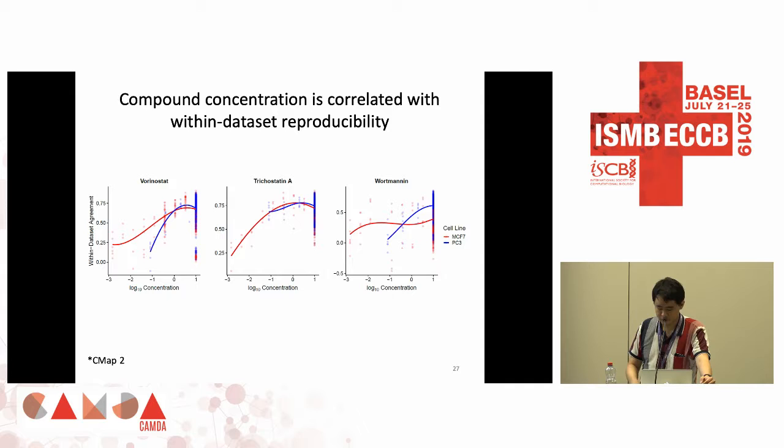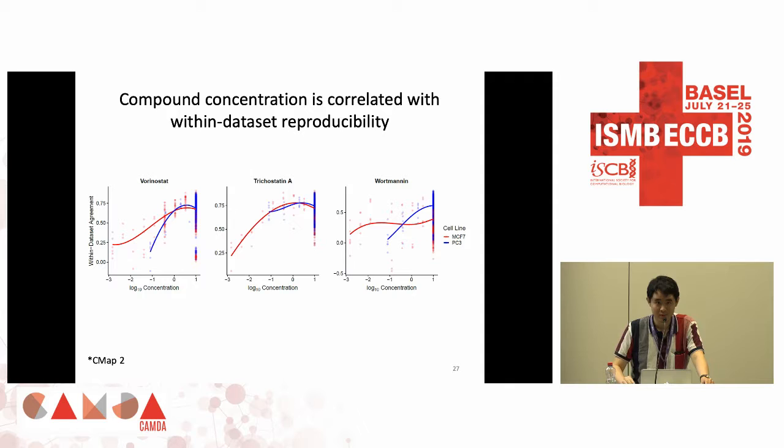Now, if I plot the other two, for triclosan A and Wortmannin, we see a very similar trend. And in Wortmannin, we see something quite unexpected. So for PC3, there's this notable increase in within data set agreement, and less so for MCF7. So what this suggests is that there may also be a cell type specific effect influencing within data set agreement. So all of this taken together suggests that the dosages used in CMAP2, especially those at the much lower dosages, may not be high enough to elicit a strong and or a consistent enough transcriptional response.